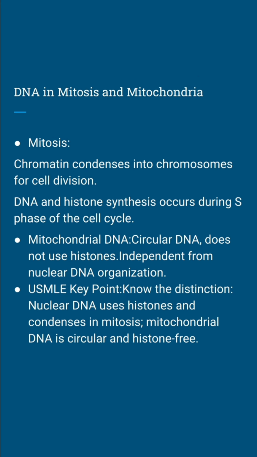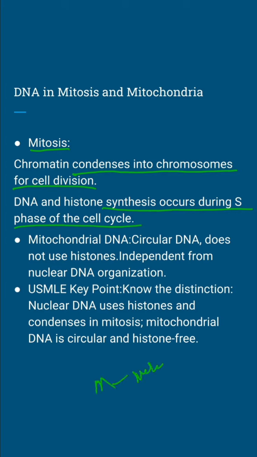During mitosis, chromatin condenses even further into the chromosome to prepare for cell division. But when do DNA and histone synthesis happen? That's right, during the S phase of the cell cycle. Step 1 loves to test this, so lock it in. S phase is for synthesis, M phase is for mitosis.